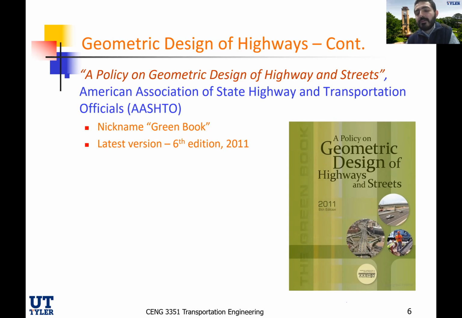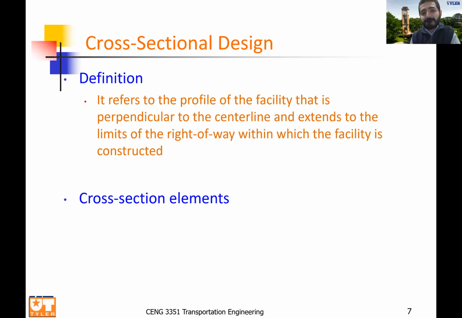I don't know if they came up with a new one, but it takes 6 years to come up with new ones. This book we call the Green Book. It's pretty much the Bible for designing geometric design for highways and streets. It's a very comprehensive, very thick book. It has everything that you could think of that we're going to discuss this semester, and it's good to have it and use it as a good reference.